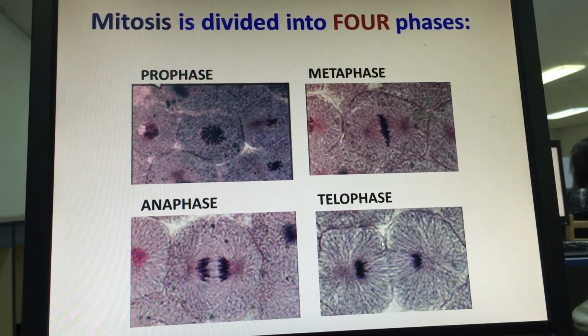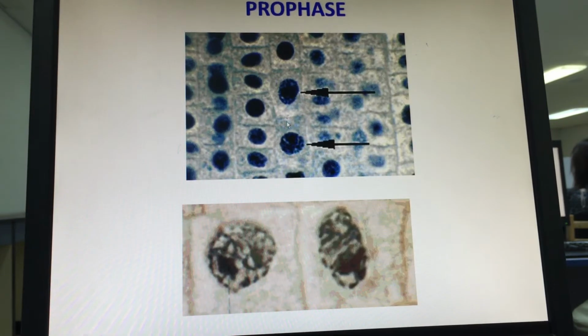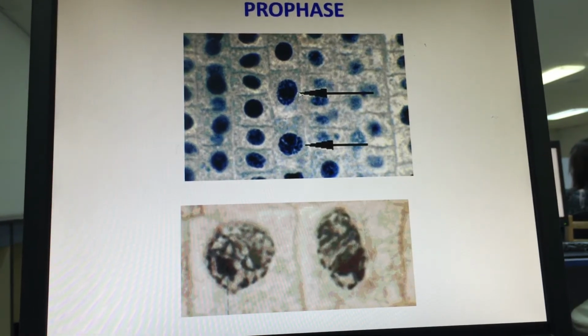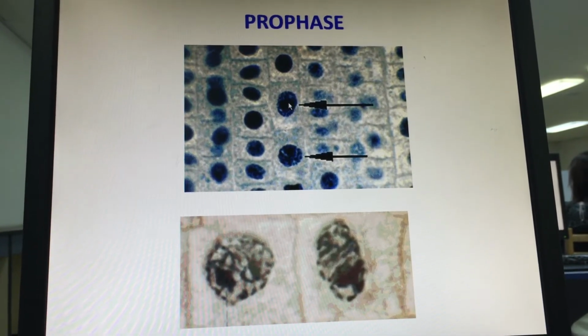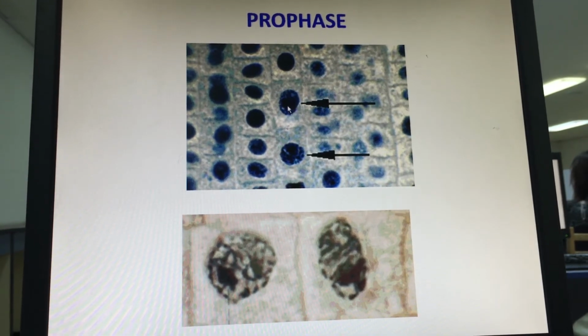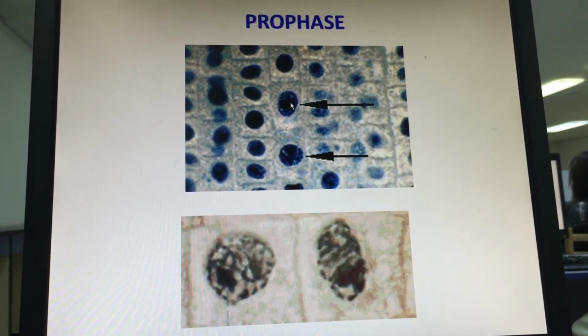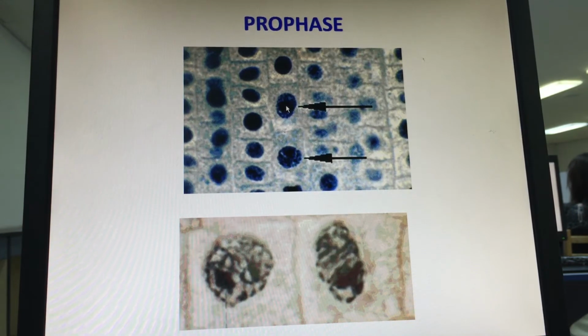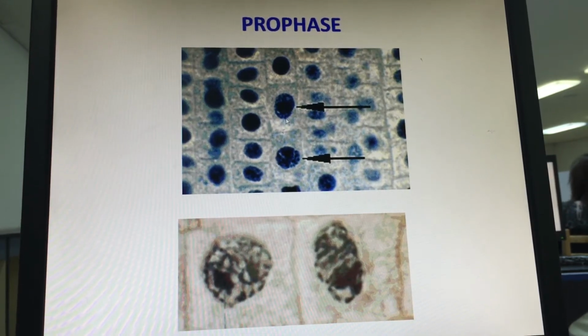Next slide. Once again, you always judge by the nuclear material. Here you see the genetic material is condensed, the chromatin is condensed to form chromosomes right away. This is a prophase.